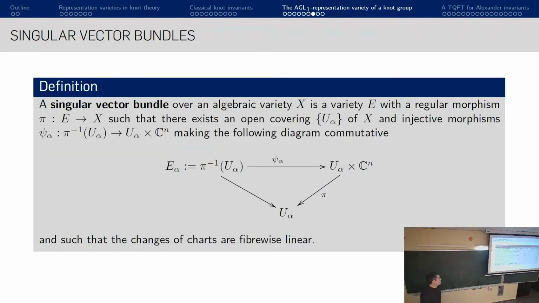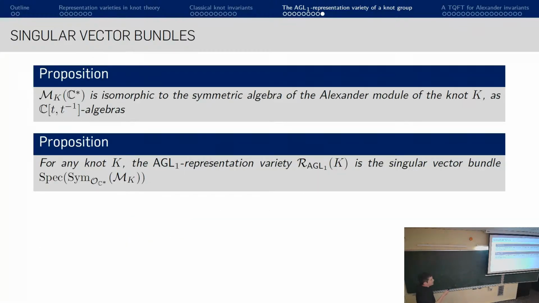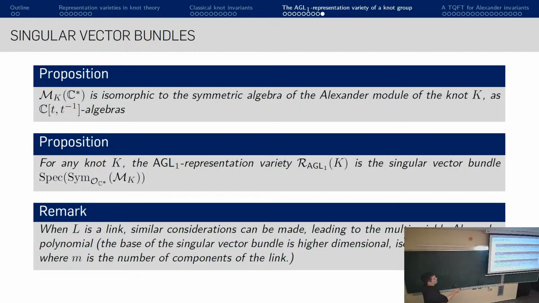Okay, and essentially I'm going to skip a little bit forward here. You can rephrase the construction of what you've got in terms of a singular vector bundle, which is the notion of a vector bundle that has an exceptional locus where the dimension jumps, and then it can be restated, as Bourbaki did, in terms of coherent sheaves of your module, okay? And then you get the AGL representation variety as a singular vector bundle.